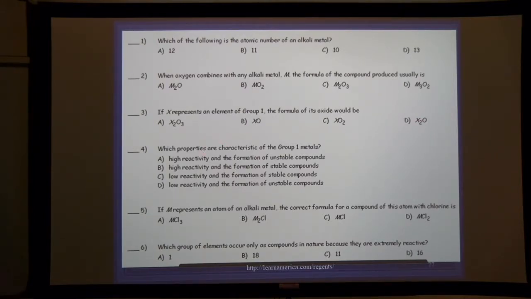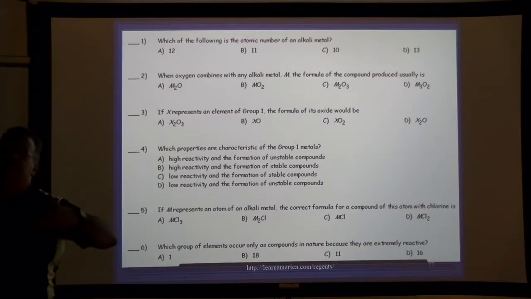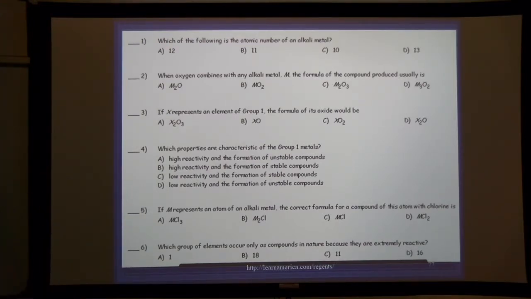Which properties are characteristic of group 1 metals? And this is referring to our last session, right? Group 1 metals are the ones that lose their electrons the quickest, right? And they're so reactive, we can't find them pure in nature. They're highly unstable, right? But when they lose their electrons, because they're very reactive, they become very stable. And the ionic compounds they form are very stable. So they have high reactivity, and they form very stable compounds. So that's why you find a lot of NaCl, you might find a lot of lithium compounds, right? Because when they do this, they become more stable.